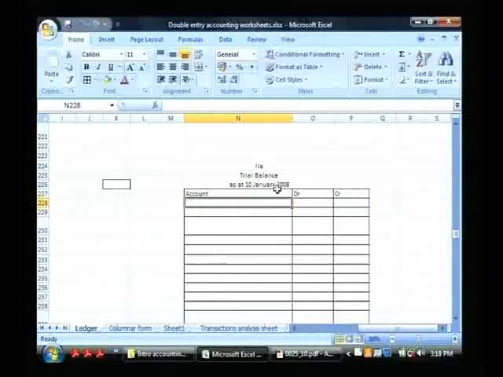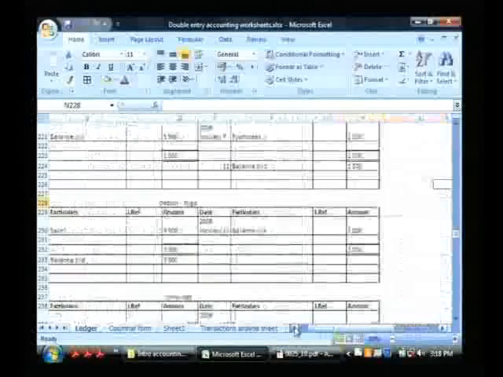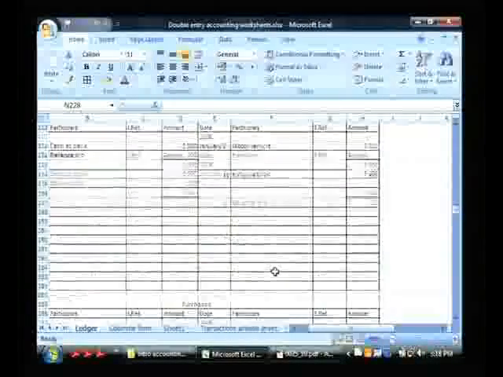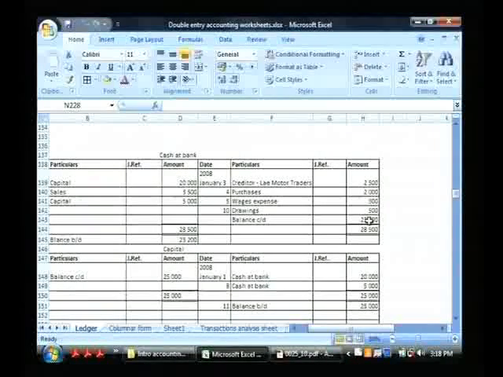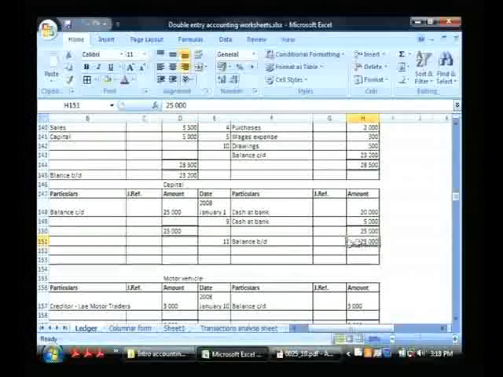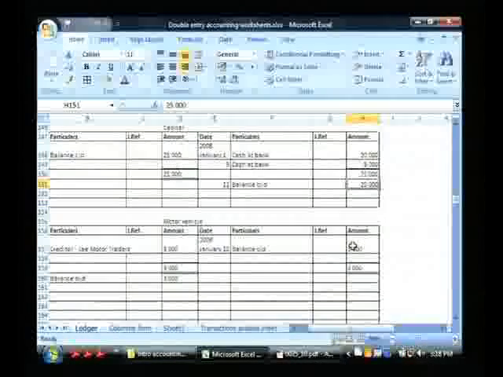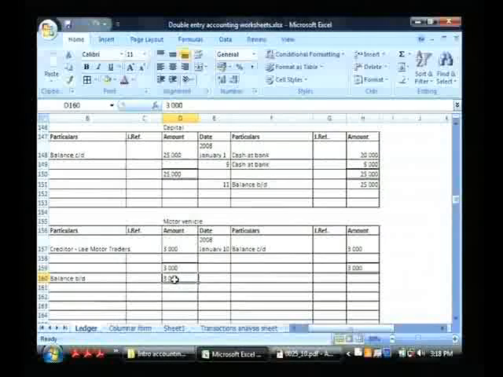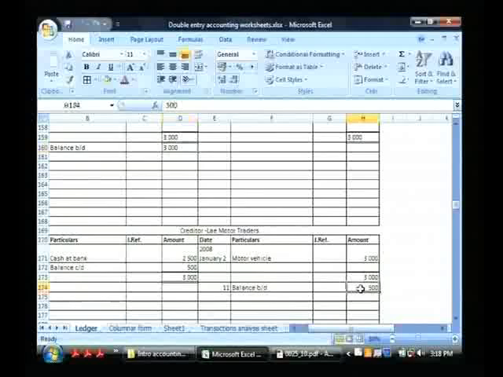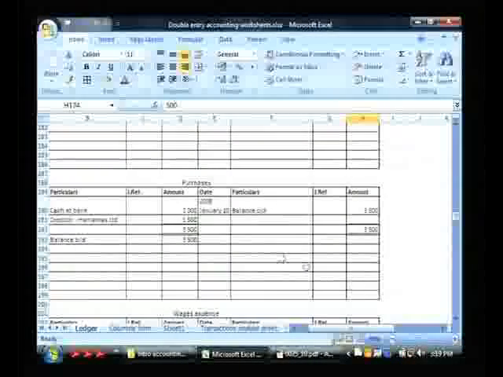Now look at each and every account, starting from cash at bank account. Brought down balance is in the debit side, therefore it is a debit balance. Capital account, brought down balance in the credit side, therefore it is a credit balance. You know how to identify the credit balances and the debit balances. Motor vehicles, brought down balance is in the debit side, therefore it is a debit balance. Creditor Lay Motor Traders, balance is in the credit side, therefore credit balance.